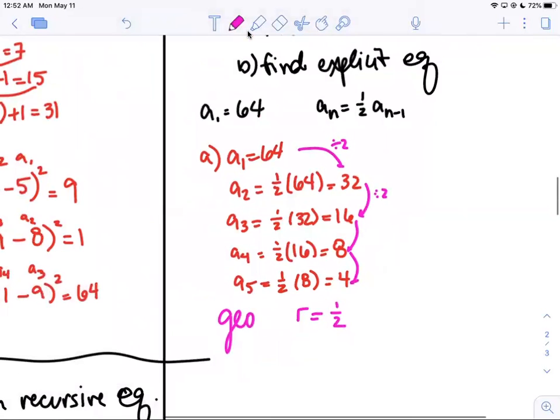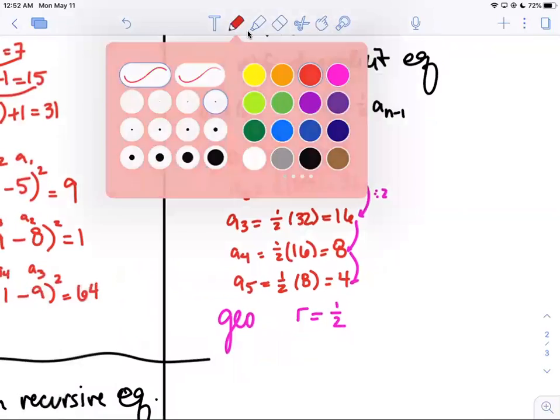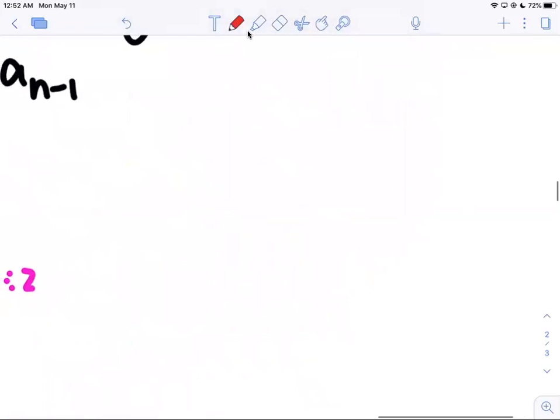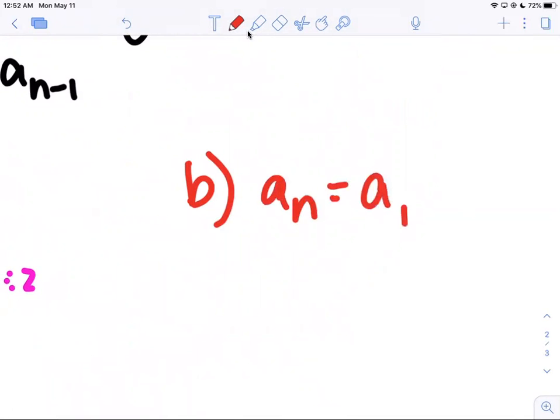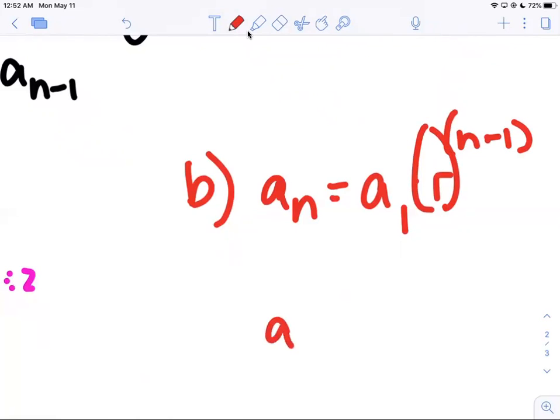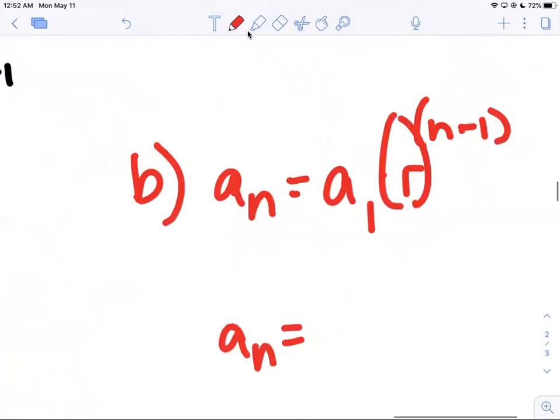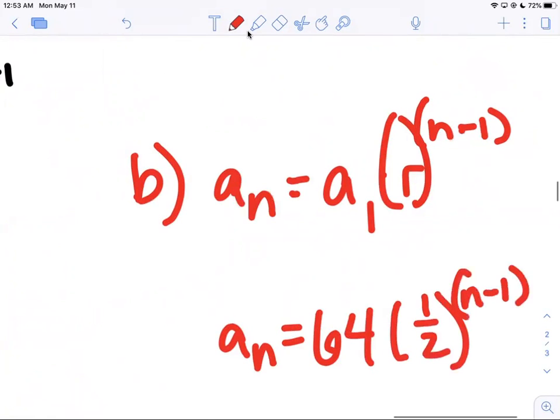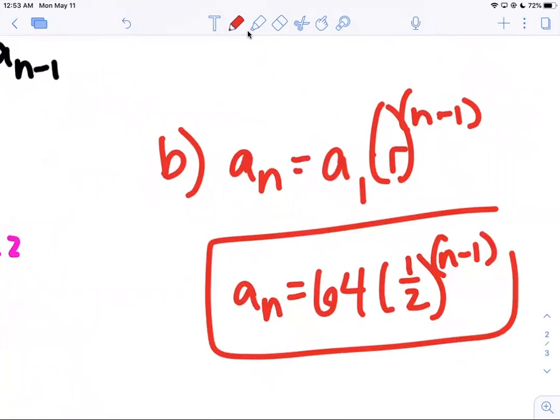Okay? Now I have to write my explicit formula. Again, it's good we recognize that it was geometric so that I know it goes into the a sub n equals a sub 1 times r raised to the n minus 1. Usually I have parentheses around r. And this one's actually pretty simple because I'm going to leave it about as basic as it's given to me. So it's going to be 64 times 1/2 raised to the n minus 1. And I'm going to call it a day there.